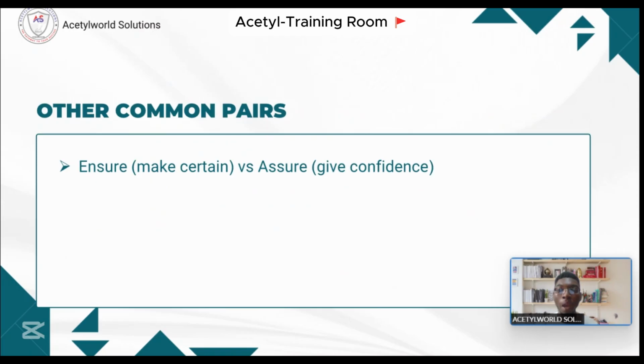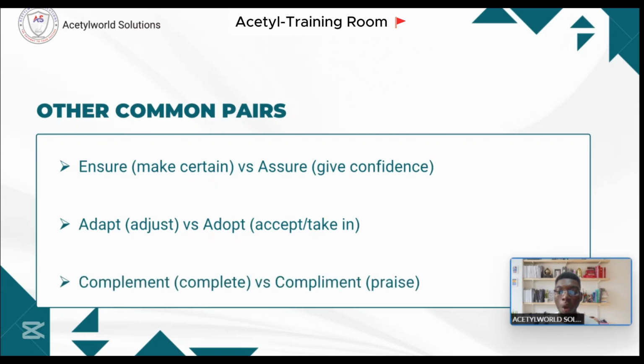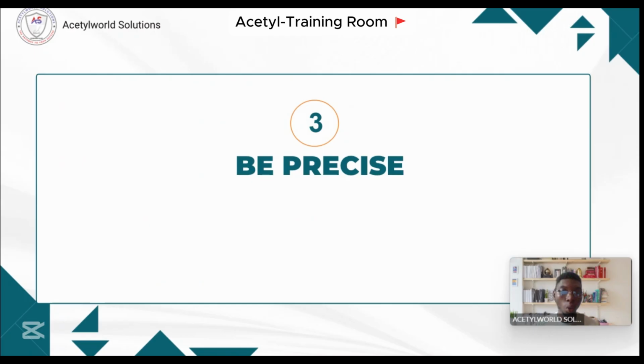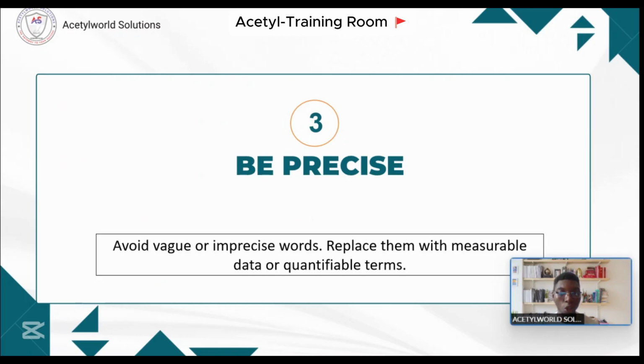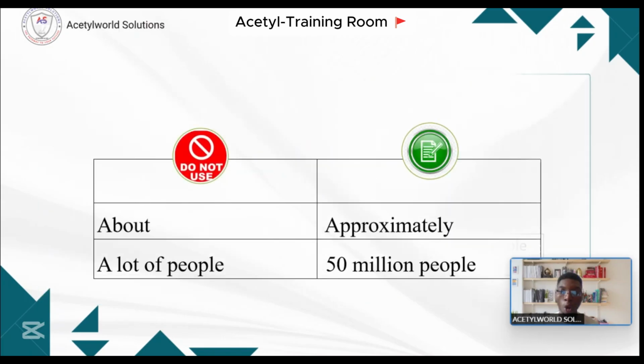Other common ones that you might actually have are ensure and assure, adapt and adopt, complement and compliment. So the third rule now is to be precise. You need to be precise, avoid imprecise words actually, or replace them with what? Measurable data and quantifiable terms. For example now, avoid saying about. About is not precise. Instead of that, you can use approximately.